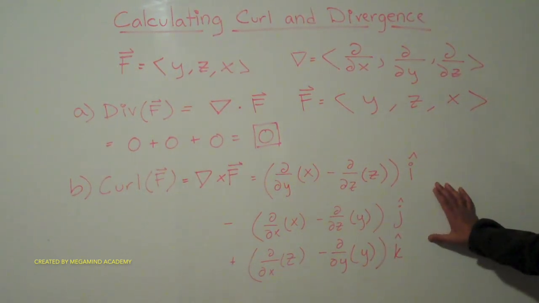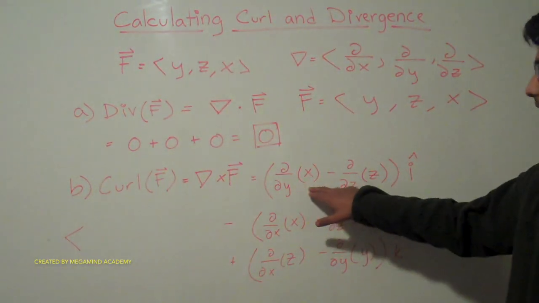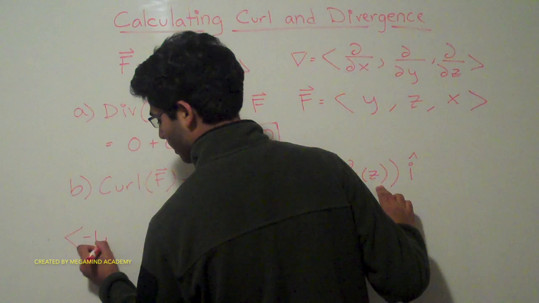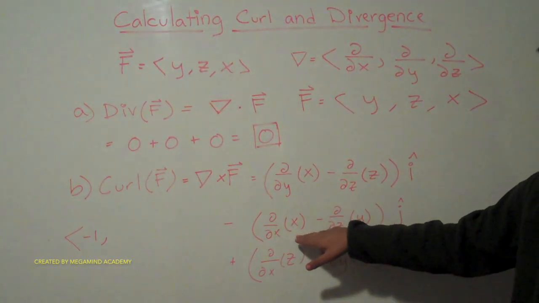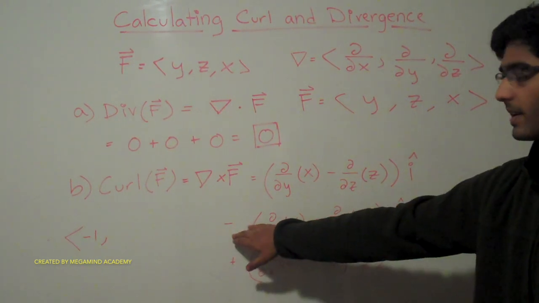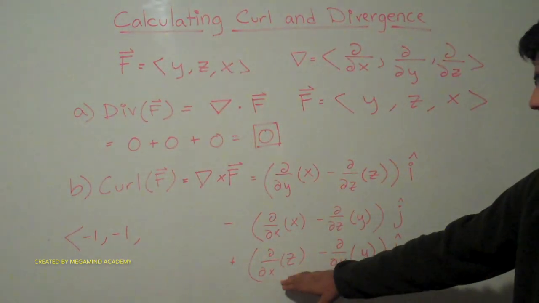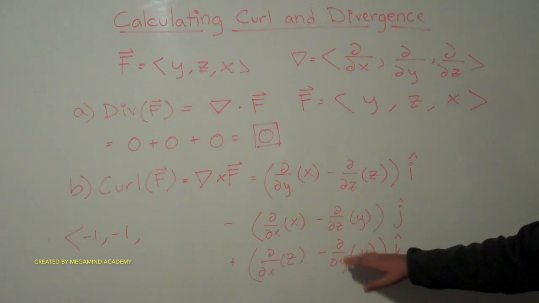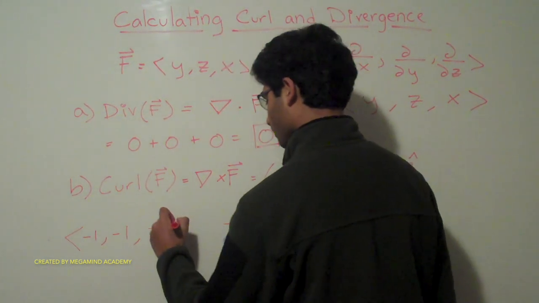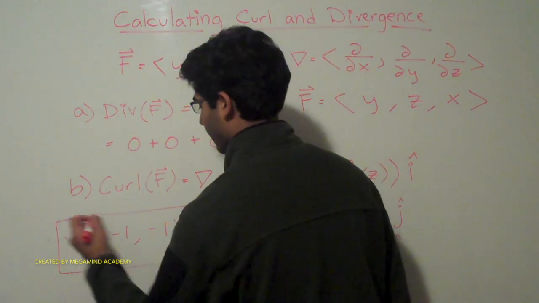So, what does this give us? Well, this gives us the vector. Here we have d dy of x is 0, minus d dz of z is 1. So we have negative 1, comma, d dx of x is 1, minus d dz of y is 0. So 1 minus 0, then we have to multiply that by negative 1 to get negative 1, plus d dx of z is 0 minus d dy of y, so negative 1 again. So the curl of f is equal to this vector, negative 1, negative 1, negative 1.